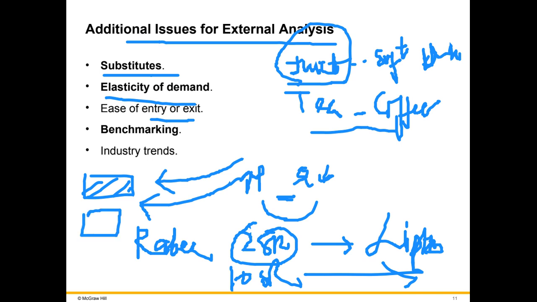For example, to establish and run a manufacturing industry, you need 2.5 million for one machine, then 1.5 million for another machine, and developing the building requires 1 million. Say it's a 5 million investment. So no business will try to come into this industry, and when you are trying to sell off this industry, it's very hard to sell. So the exit barriers are also high.